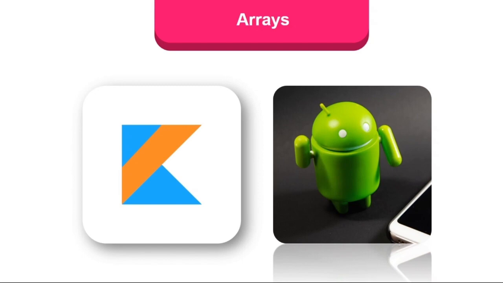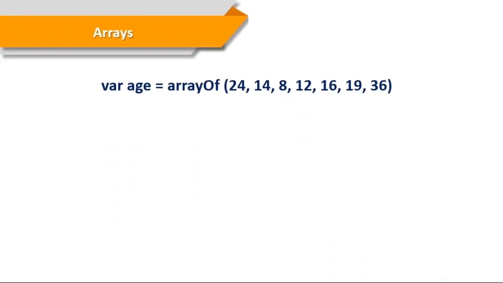So now let's see how we can actually create an array. So first of all, we do want to determine what are we going to call this array. And we specify the elements of our array using the arrayOf method. So if you examine the example here, we've got an array called age. This array has 7 elements of integer data type.